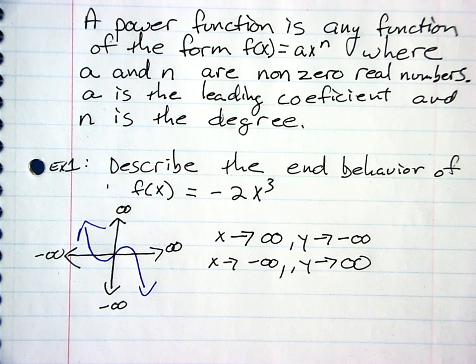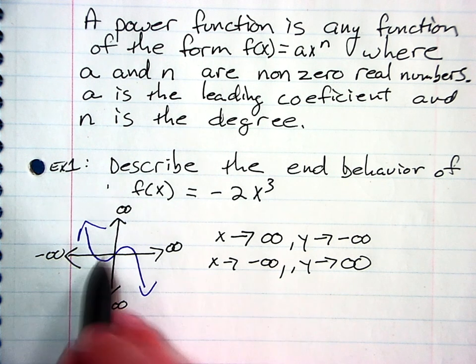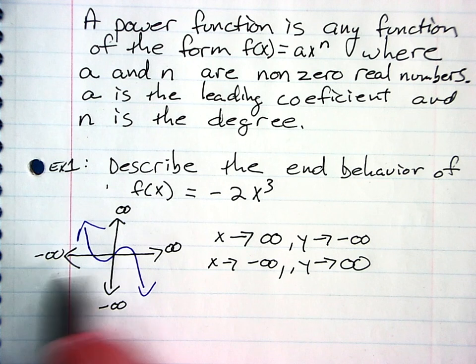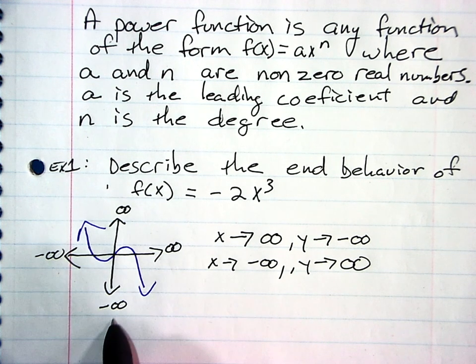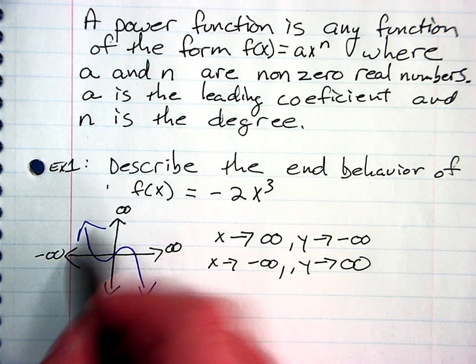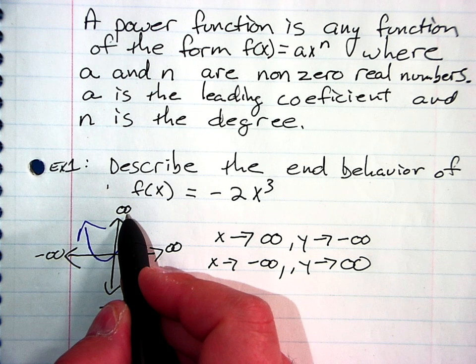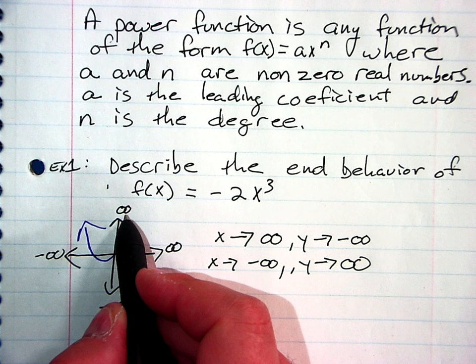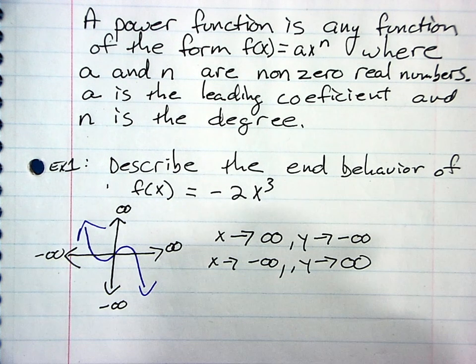So we're looking at both of them? Yep. Start at the center, go right. Start at the center, go left. As you go to the right, it goes down towards negative infinity. As you go to the left, it goes up towards positive infinity. Okay, I got it. All right, next.